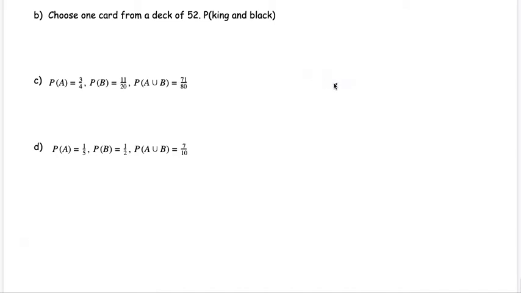Okay, so choosing one card from a deck of 52, what is the probability that it is both a king and black? So a black king is what we're looking for. The probability that it is a king and black, right? Well, there are 2 kings that are black. There are 4 kings, but only 2 of them are black, so the probability that it's king and black is 2 out of 52, which, of course, if we simplify, is 1 in 26.